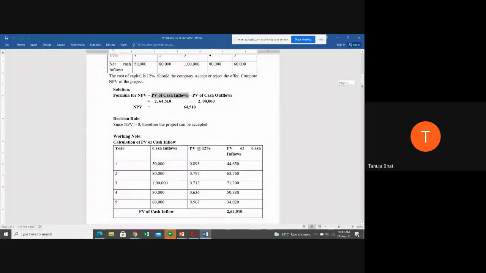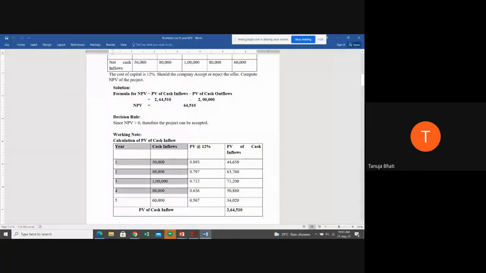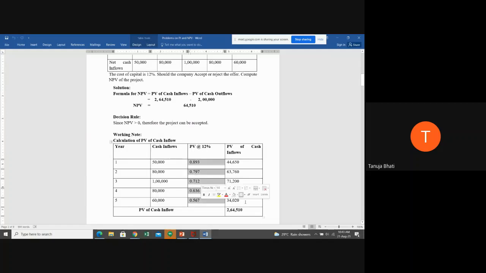So see, the calculation of cash inflows. These two columns you take as they are from the problem. Next, you have to take PV at the rate of 12%. Now, can anyone tell me which table number I should go for in order to get these factors? In my FM tables, table number?